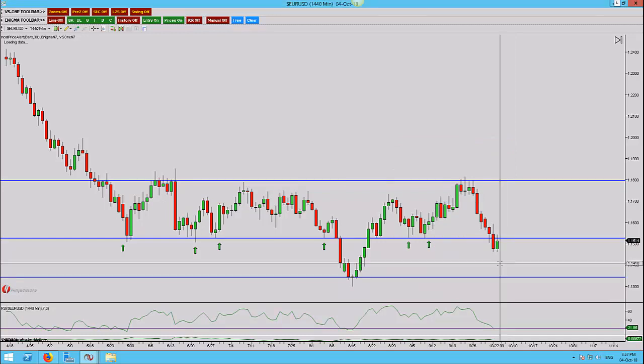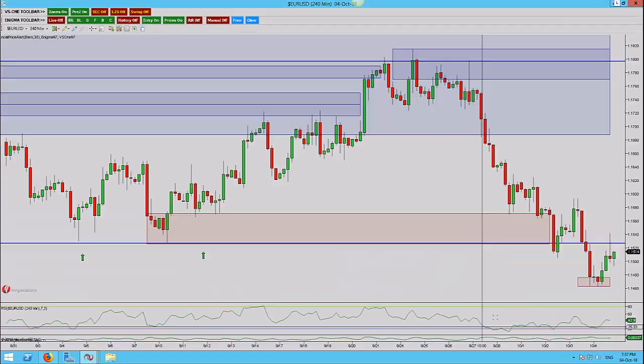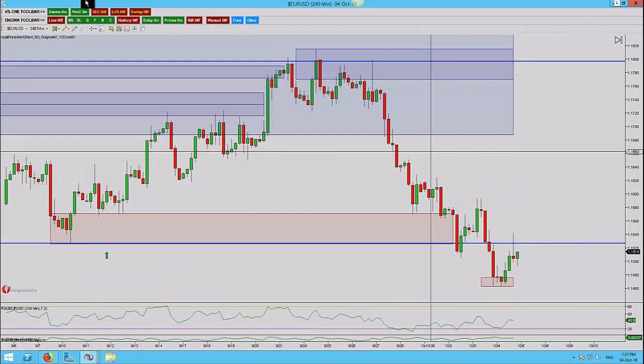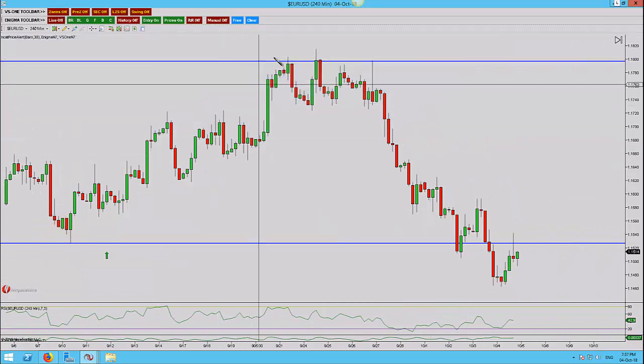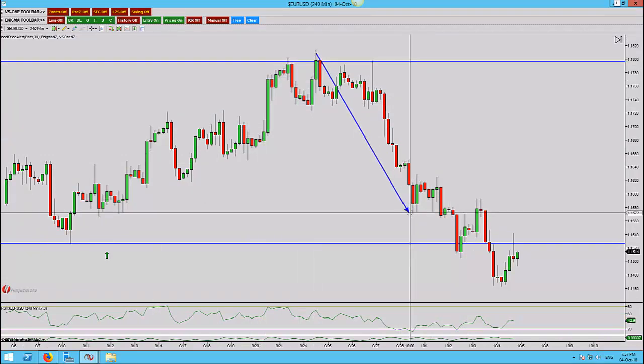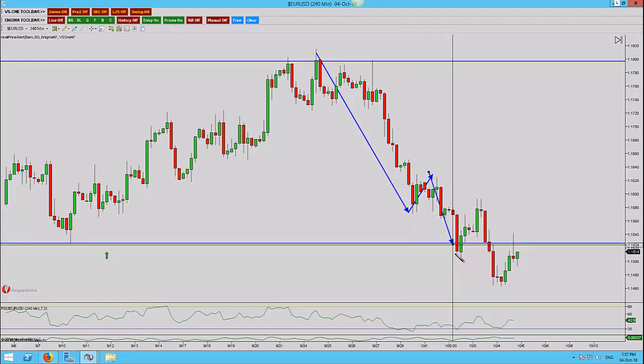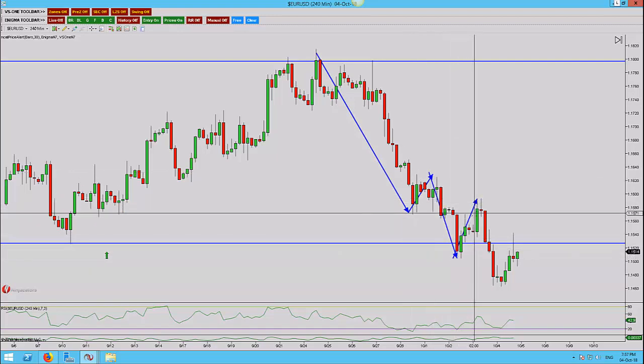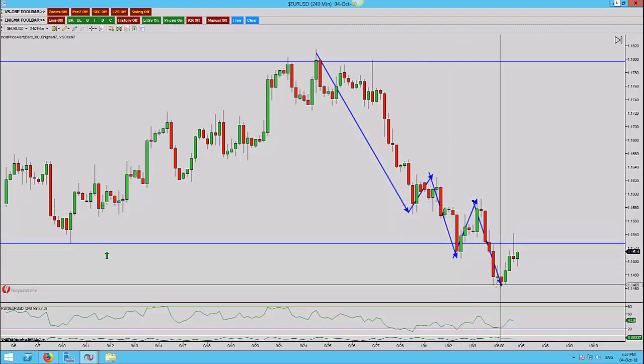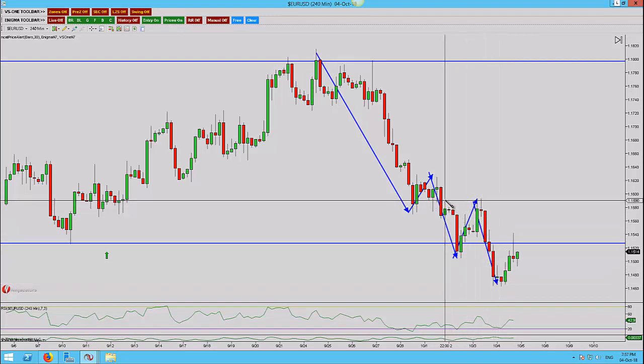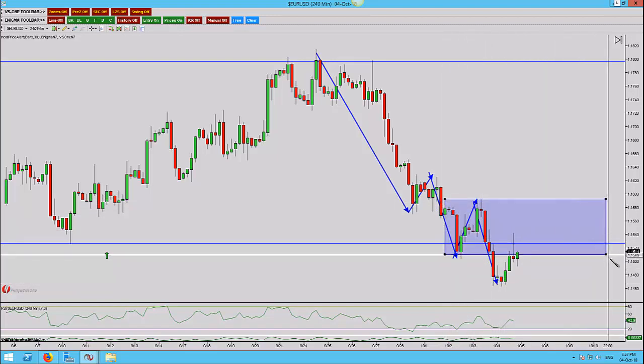So let's drop to the 240, and here you'll be able to see that we are in trend. So we had a new structure low, outside return, new structure low, outside return. We've made a new structure low, so we're looking for an outside return anywhere within this zone.